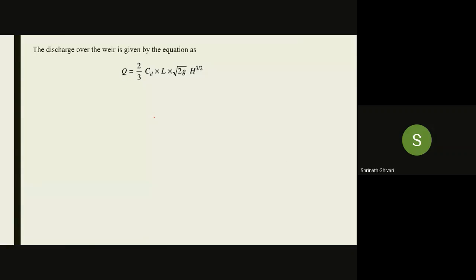The equation is there. Values: CD is 0.6, length is 6 meter, Q is 2 meter cube per second. Shall I solve it? 2 equals 2 by 3 into 0.6 into 6 into square root of 2 into 9.81 into H raised to 3 by 2.